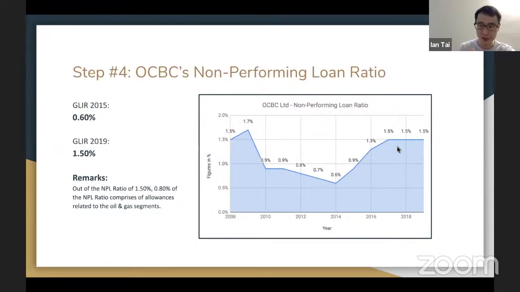So from the OCBC slides, what I've gathered is this. Of the 1.5%, 0.8% will come from the oil and gas segment, and the remaining 0.8% will come from the rest of the sectors, like mortgages, car loans, and stuff like that. So if you want to be really objective about it, you can separate it. Almost half of the non-performing loan ratio will come from the oil and gas service segments.